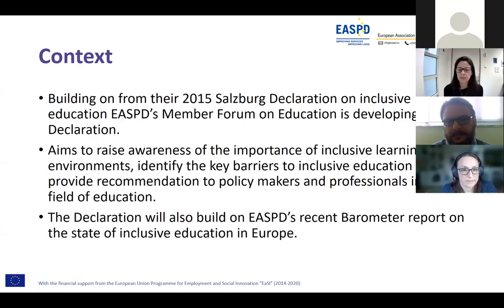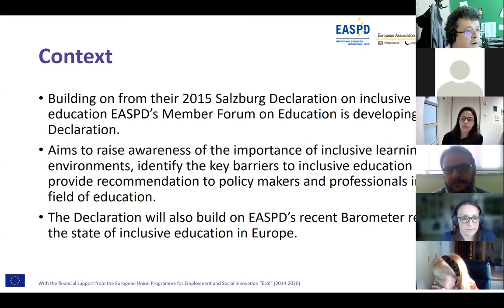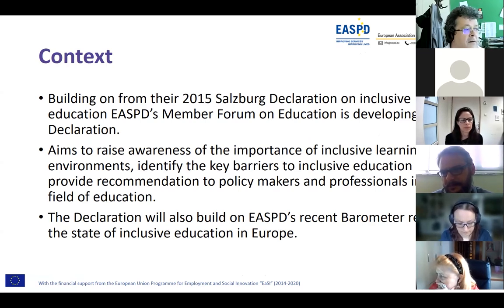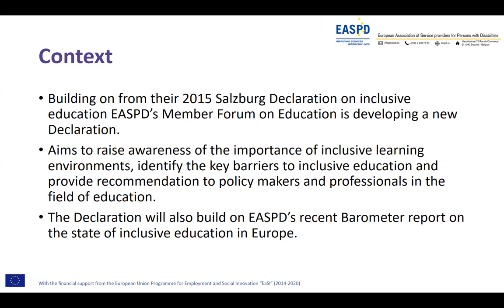Building on the Salzburg Declaration from the year 2015 on inclusive education, which aims to raise the awareness of the importance of inclusive learning environments, there are three main topics that are addressed. The first is inclusive learning environments. The second is to identify the key barriers to inclusive education. And the third is to provide recommendations for policymakers and professionals in the field of education. The declaration will also build on the EASPD's recent barometer report on the state of inclusive education in Europe, which I have seen yesterday, for example.